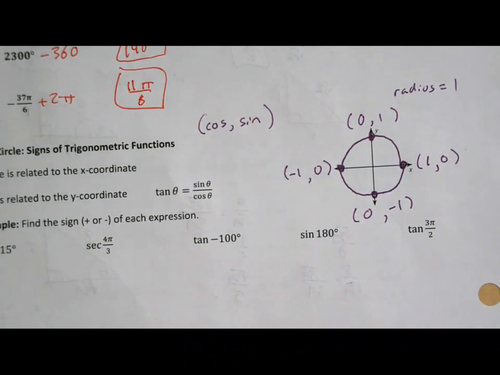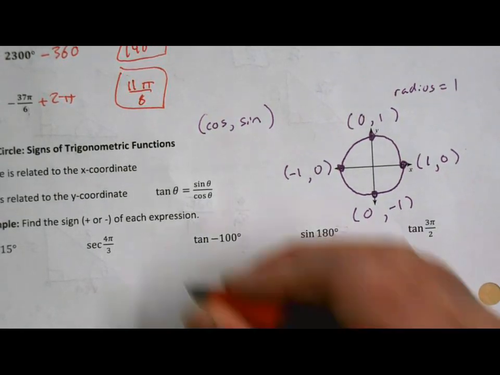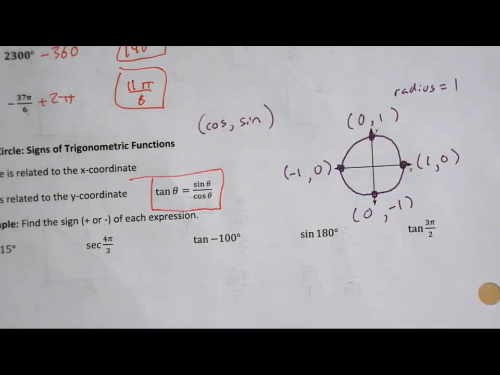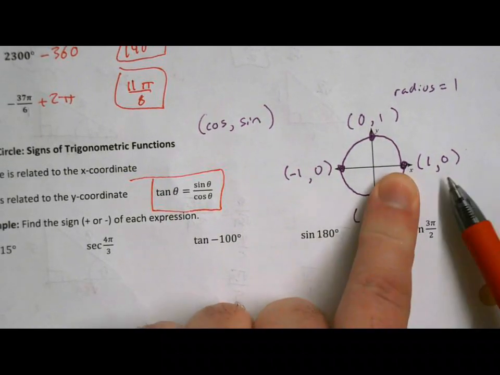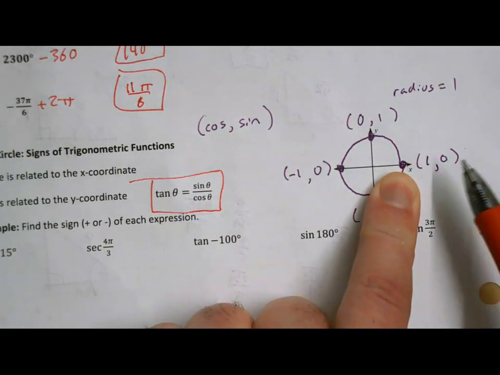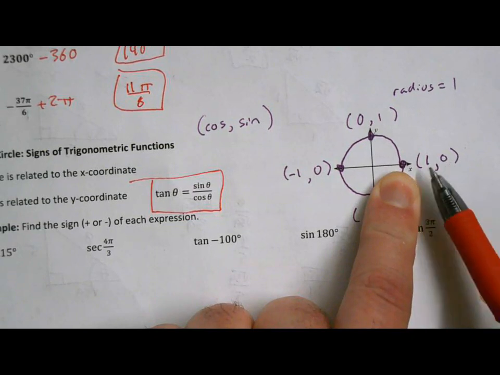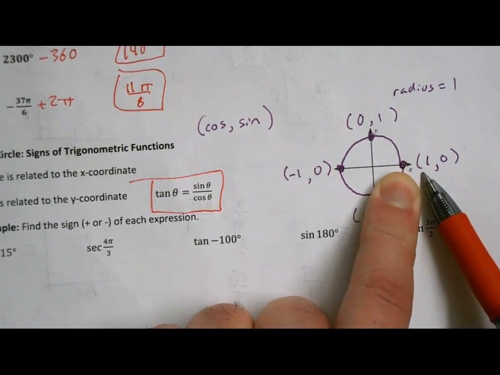Now, people then ask the question, what about tangent? Well, here's what I need you to know to get tangent. Tangent is sine over cosine. We're going to use that a lot. For right now, I just need you to know that if you divide the two things, you're going to get tangent. So what's the tangent of 0? What is sine divided by cosine? 0 divided by 1 is 0.